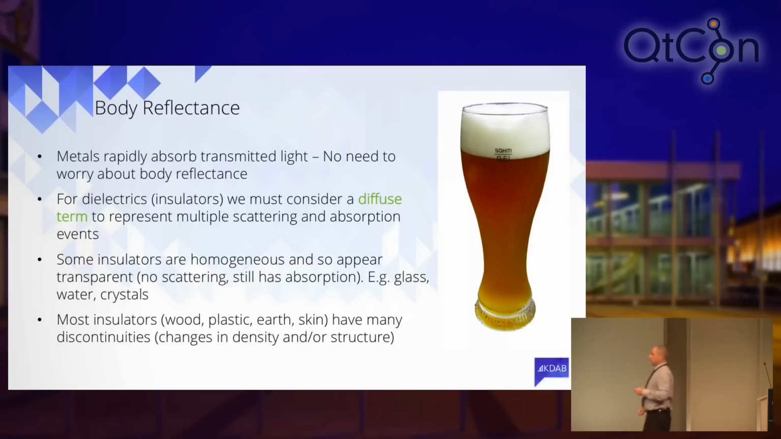The body of the beer is more homogeneous. The light passes through it. It doesn't get scattered, but it does get absorbed, so it changes color and becomes this lovely golden hoppy color, which I'm going to drink some tonight.